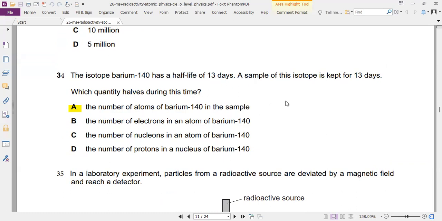So half-life of 13 days, the sample is kept for this much. Which quantity halved? We've done this before. The number of atoms will be halved. Why are B, C, and D wrong? The number of protons, neutrons, and electrons do not decrease.